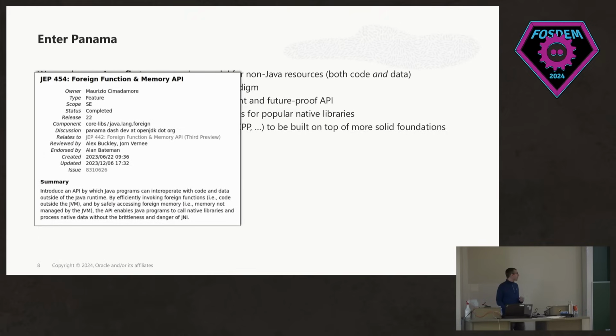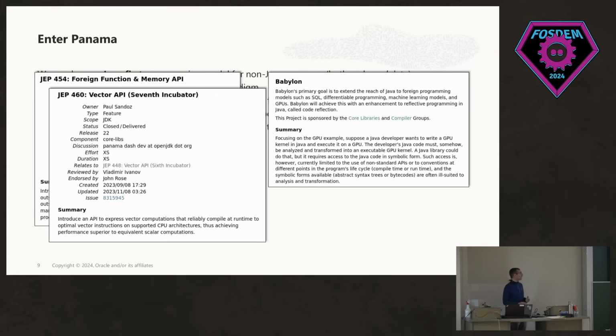So Panama is not just about the foreign function and memory API. Of course, that's a huge part of Panama, but Panama also contains the Vector API, which is an API to access SIMD computation from Java code directly. But there's also Babylon, a project that recently sprang up, which allows us to see what's inside the body of a Java method with a nice IR that can be introspected using Java.